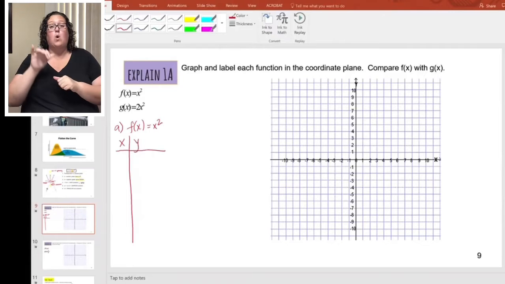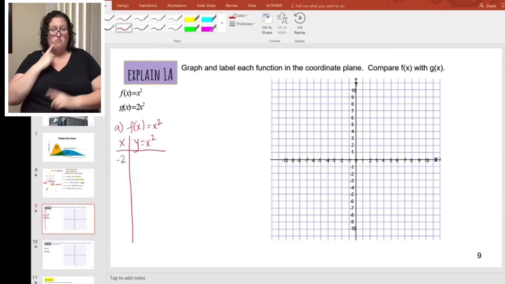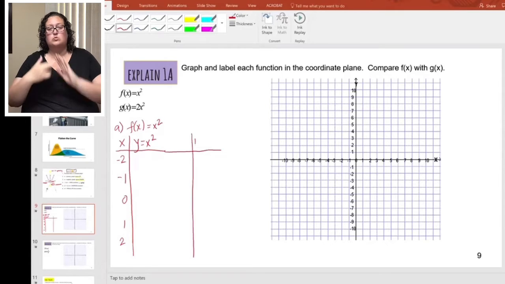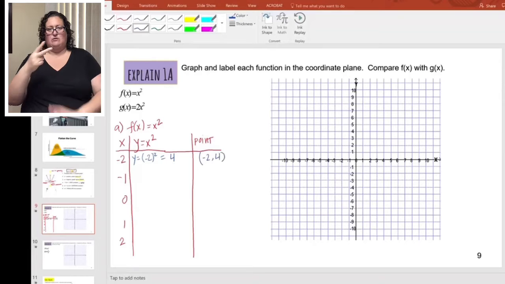Remember, y is the same thing as saying f of x, so y equals x squared. For my x values, I want to use -2, -1, 0, 1, 2. I'm also going to add a third column that'll represent my point. Let's fill this in. When x equals -2, y will equal -2 squared, which is 4. So my first point is at -2, 4. Go ahead and plot a point on -2, 4.